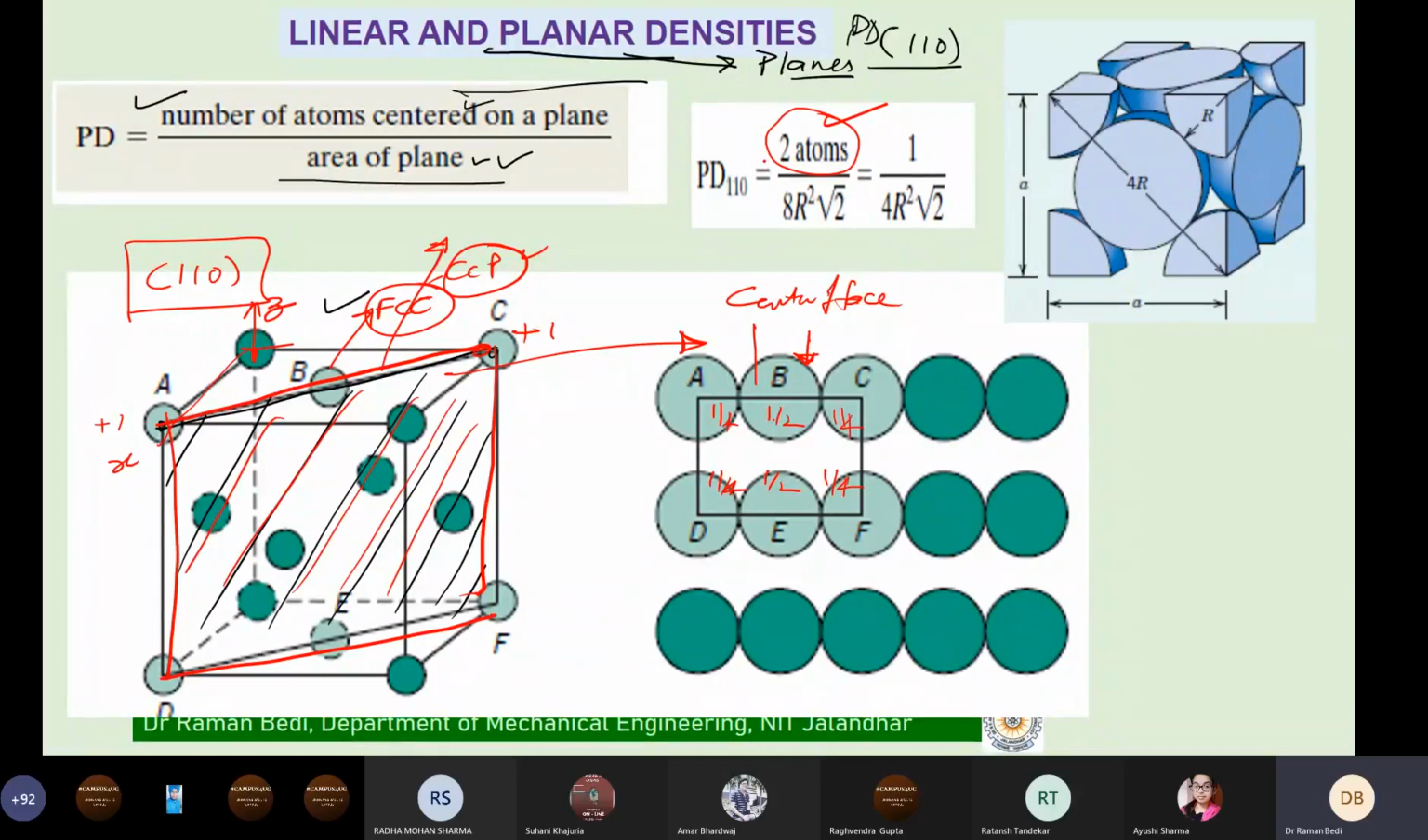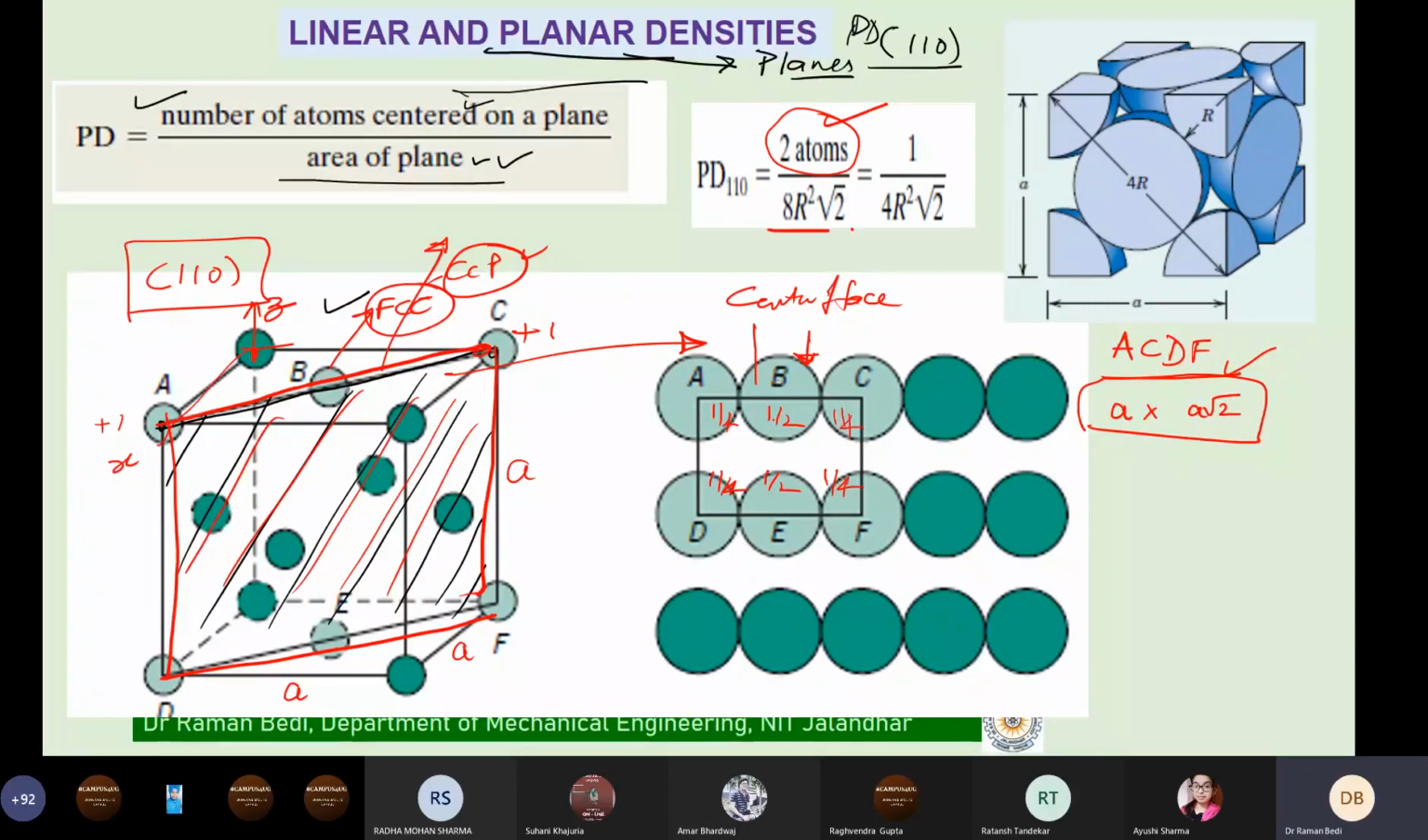The area of the plane can be calculated here as follows. If it is a cubic system, I can say this is a and a. If a happens to be the lattice parameter, I can calculate the area of the plane ACDF. Can we do that? Yes, sir. It will be a multiplied by the face diagonal, which is nothing but a root 2. So we have the ACDF area given as a into a root 2.